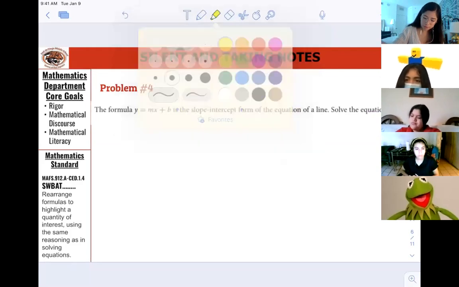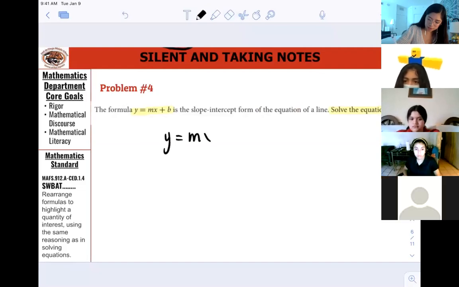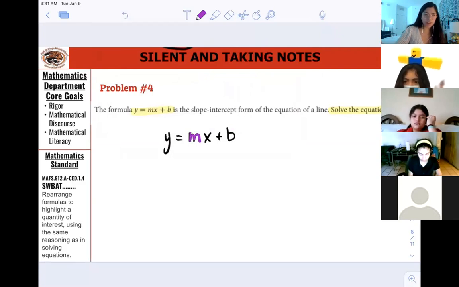So the formula y equals mx plus b is the slope-intercept form of the equation for a line. Solve the equation for m. So we're trying to get m isolated. We're going to get m by itself. So I'm going to start off with just writing it down. Just to make things very clear, I'm going to highlight the m just to make sure we remember which one we're trying to get alone.